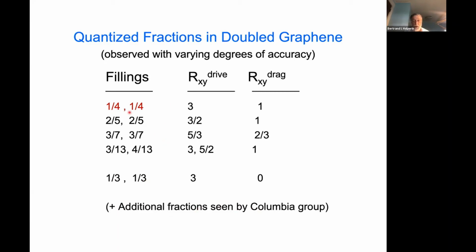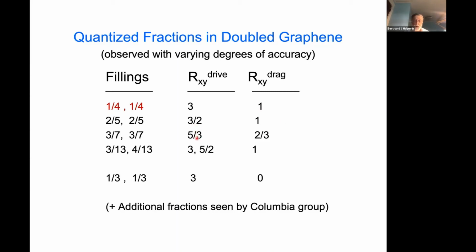So you can see here, if I look at the drive resistance, again, this is the XY component. The drive resistance is 3 in units of h over e squared, and the drag resistance is 1. Here it's 3/2 and 1.